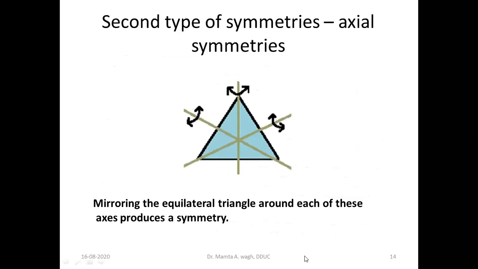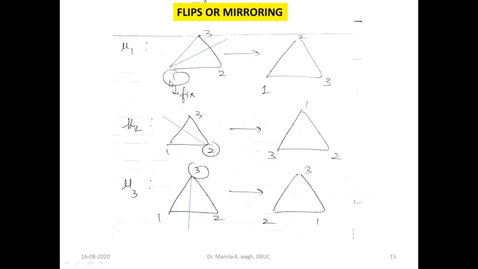The next type of symmetry is axial symmetry. That means we are mirroring the equilateral triangle around each of these axes, and that will produce a symmetry. So 1 2 3, these are three axes. Let us see. These are the positions that we have taken: 1 2 3. Consider this axis. If I am mirroring, or flipping, this triangle along this axis, then 1 will be the same and 2 and 3 will change their positions. This I am denoting by mu1. Then mu2 is along this axis, so 2 will be the same and 1 and 3 will change their positions. For mu3, 3 will be the same and 1 and 2 will change their positions. So they are mu1, mu2, and mu3.